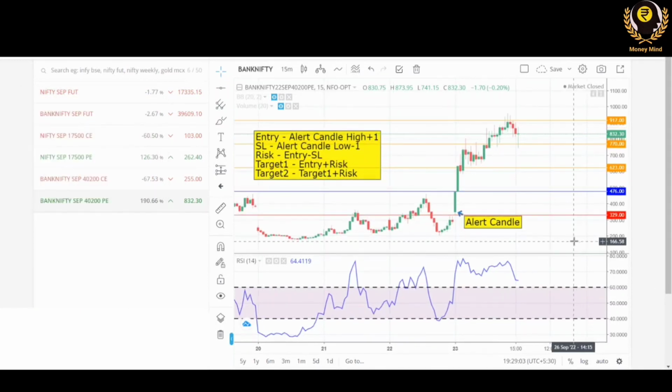So I hope you were able to understand this strategy. It's a 15-minute time frame. You can definitely trade a 15-minute time frame. You don't have to keep looking at the charts again and again. And when you have identified your entries, your stop losses, your targets, you just have to wait till the targets are achieved. No need to look at your charts on a continuous basis.